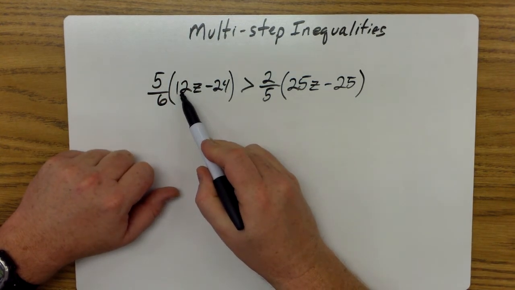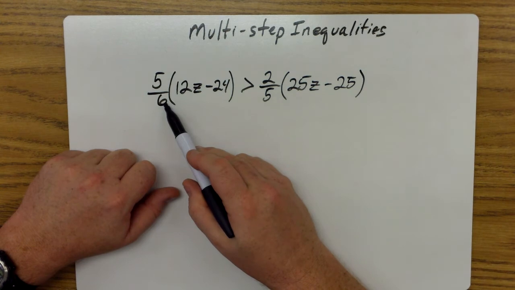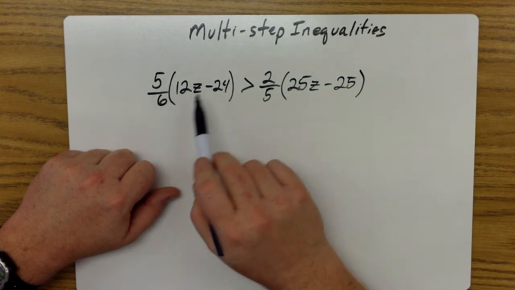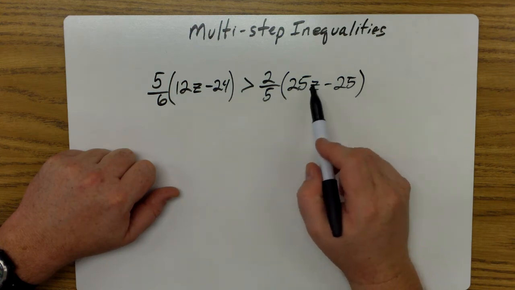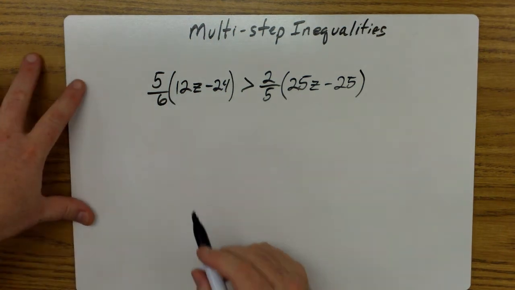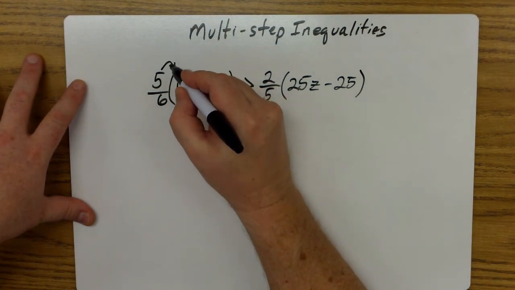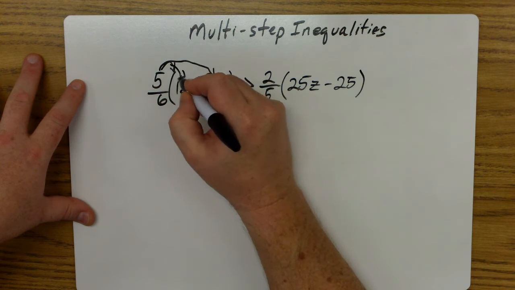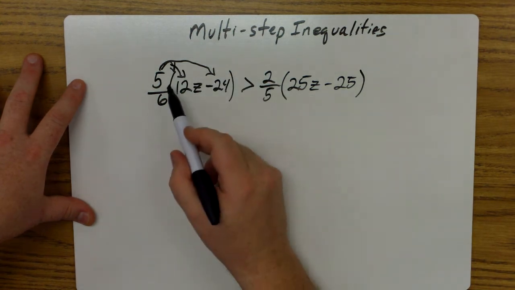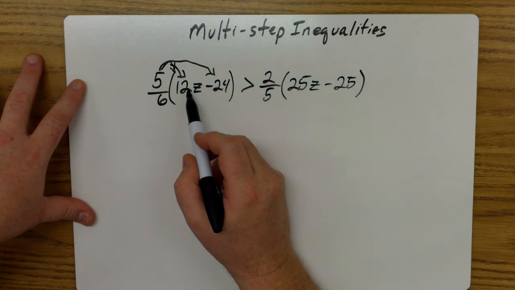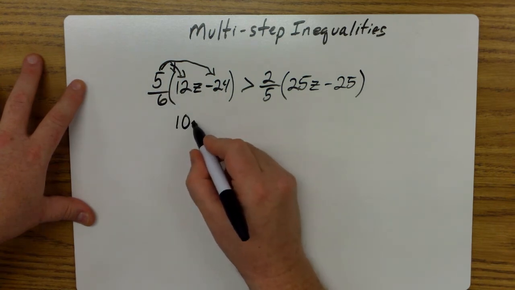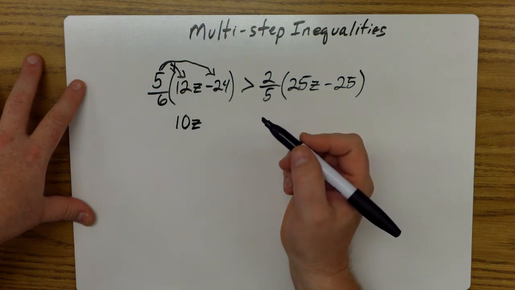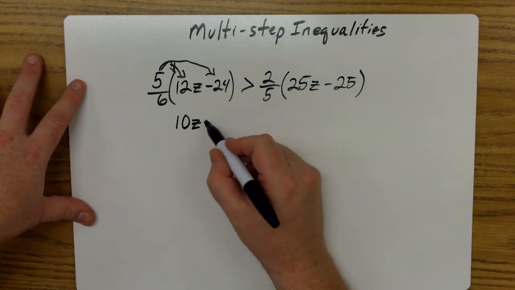we look ahead, this 12 and this 24 are both multiples of 6, so by distributing my 5/6 I will actually simplify the problem. Same thing happens over here. Both of these 25s are multiples of 5, so by distributing my 2/5 it will self-clear. So we're going to go ahead and just distribute the 5/6 to both of these. So 5/6 times 12 is going to give us 12 divided by 6, which is 2. 2 times 5 gives us 10. 10z. So 5/6 of 12 is 10z.